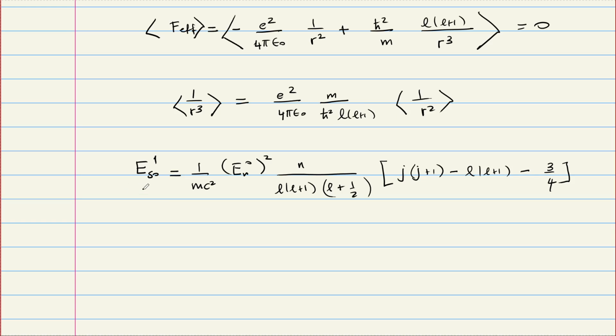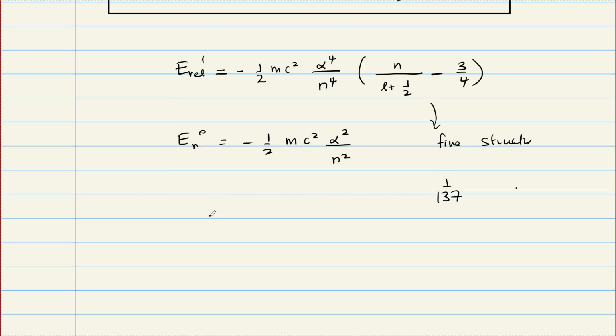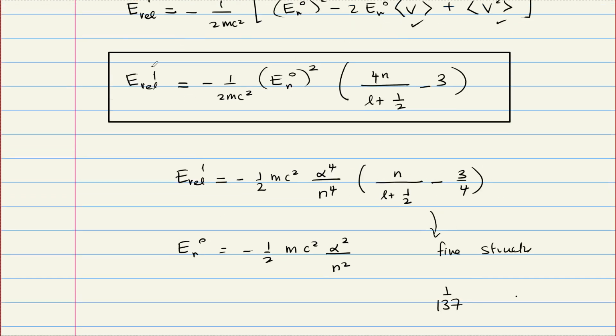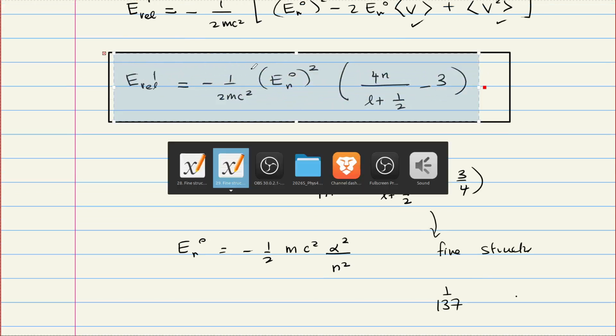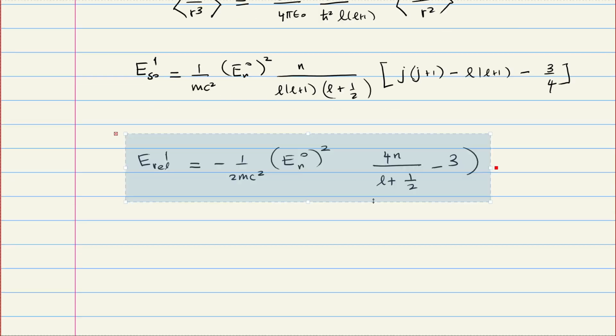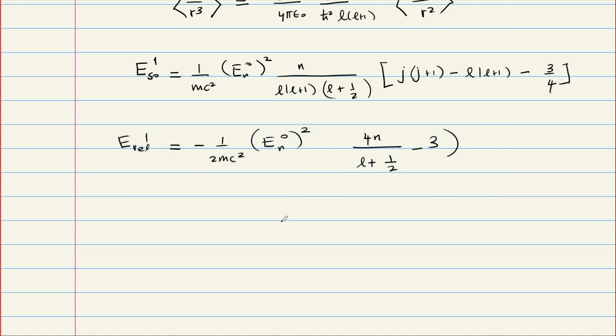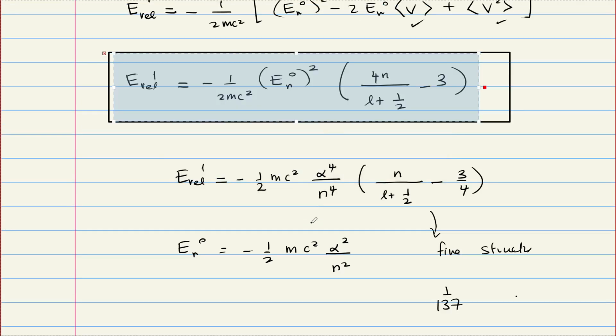And I want to compare this with the relativistic correction we found in the first hour. Let me just copy that. So this is the relativistic correction. And okay, did I miss something there? Okay, there's a parenthesis I swallowed. For some reason this one didn't come out.